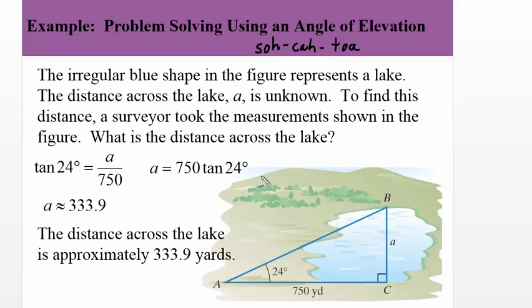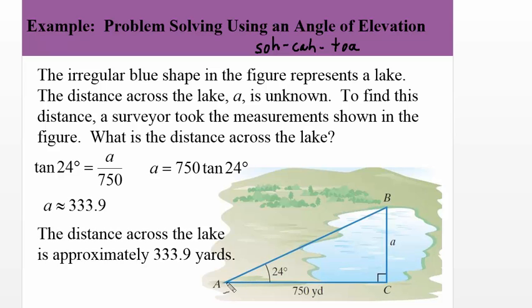So it says the irregular blue shape in the figure represents a lake here. The distance across the lake, A, is unknown. So this is one way you can use trig without even getting your feet wet. To find this distance, a surveyor took measurements shown in the figure. What is the distance across the lake?